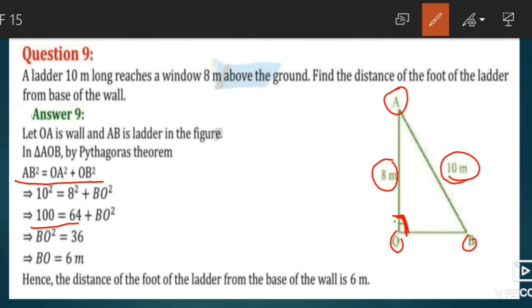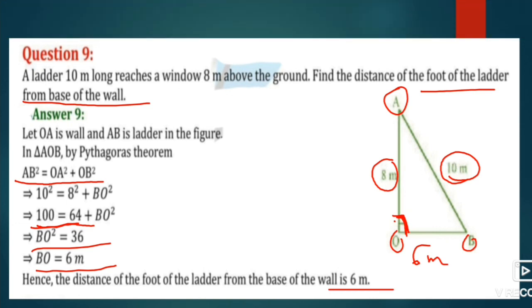So 100 is equal to 64 plus OB square, that is OB square is equal to 36, OB is equal to 6 meters. That means this distance, that is the distance of the foot of the ladder from the base of the wall, is 6 meters. In this way you have to solve this one.